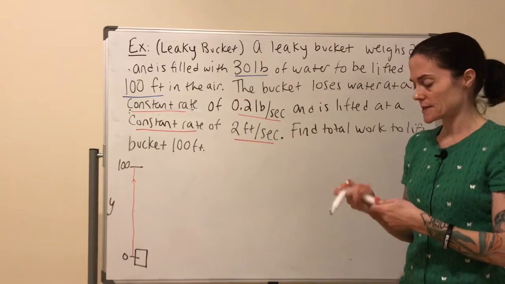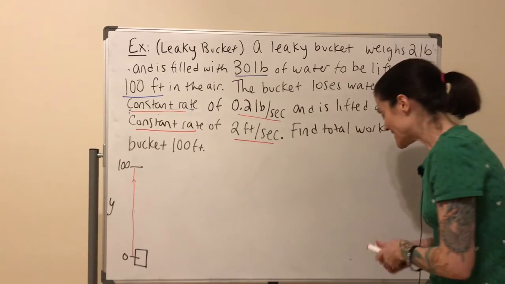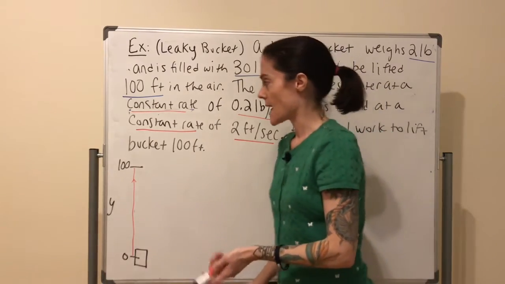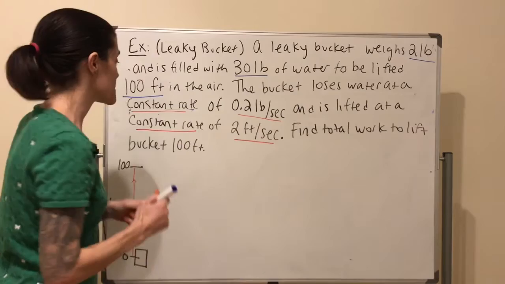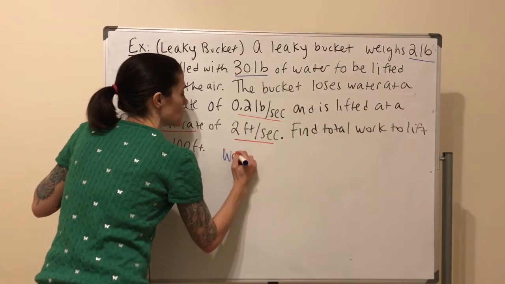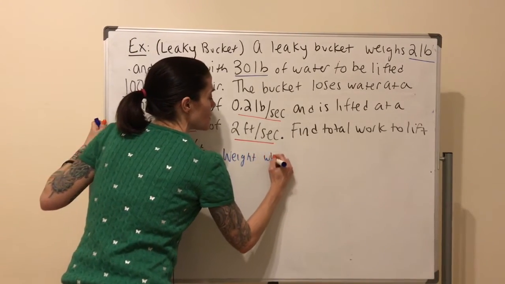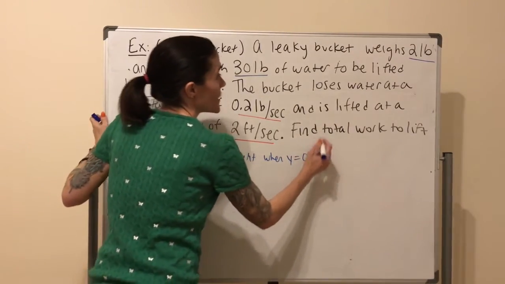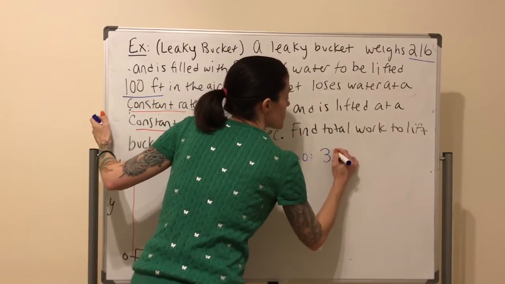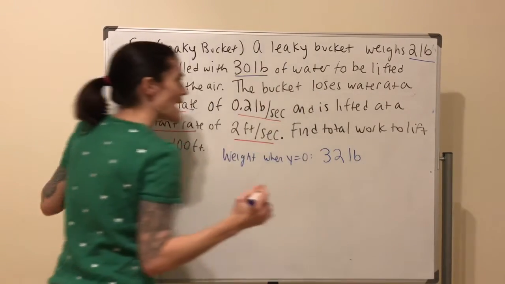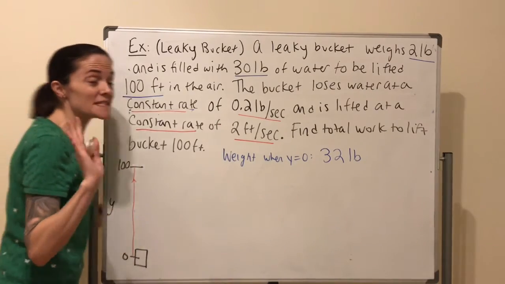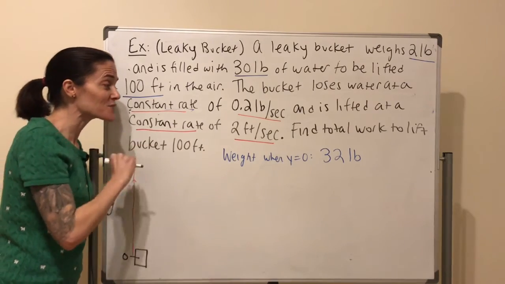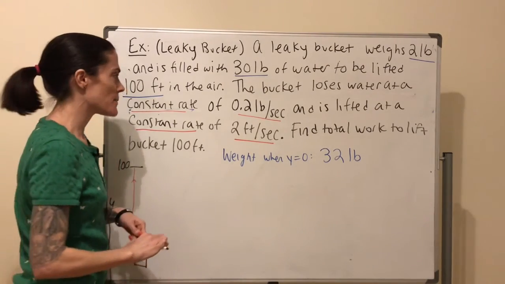We just have to think a little bit. Okay, so what I'm going to do is in fact convert it to be exactly like the last one. So let's think about this variable force. So the weight when y equals 0, exactly the same. We have 2 pounds plus 30 pounds, 32 pounds. Now we have to think about it. I want to use the information that's given to find the weight at y equals 100, and then I can proceed just like the last problem.